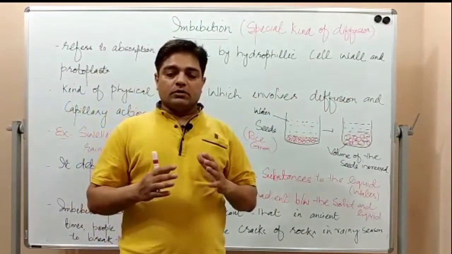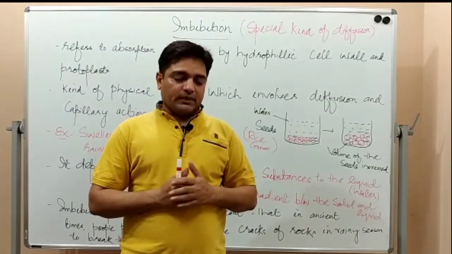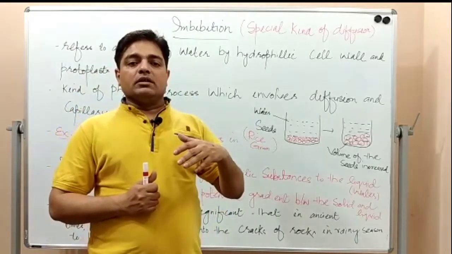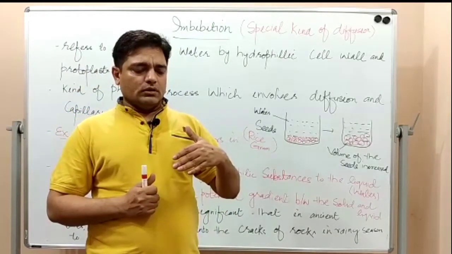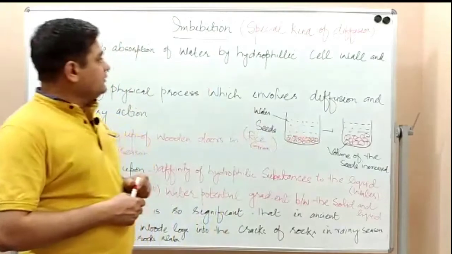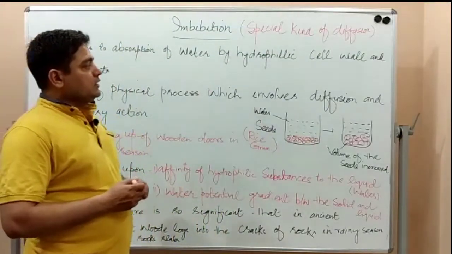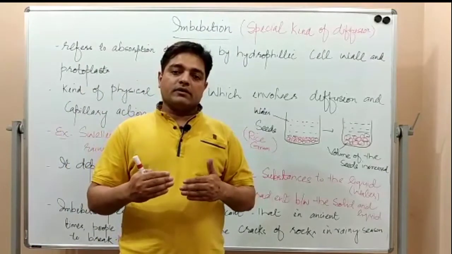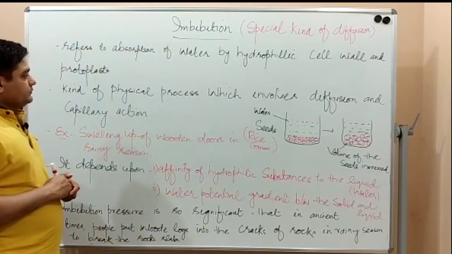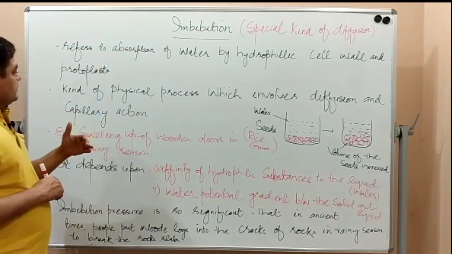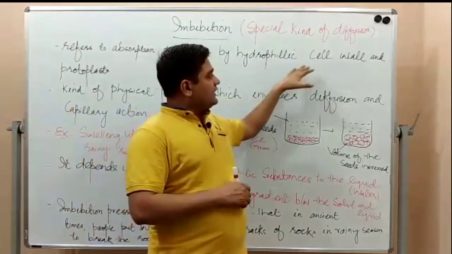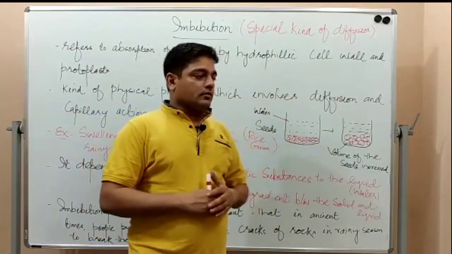So it means that the hydrophilic cell wall of different plant material as well as grains, seeds, they absorb water through their cell wall as well as their protoplast. So imbibition is a kind of diffusion in which absorption of water takes place through the hydrophilic cell wall or the protoplast.